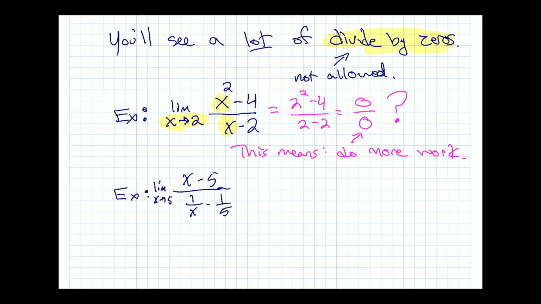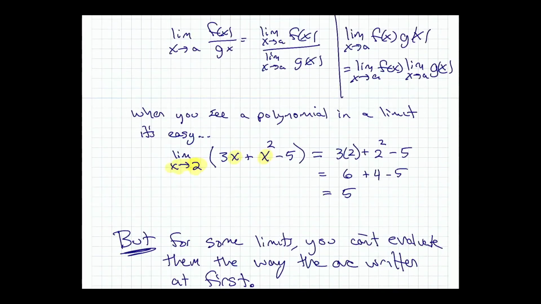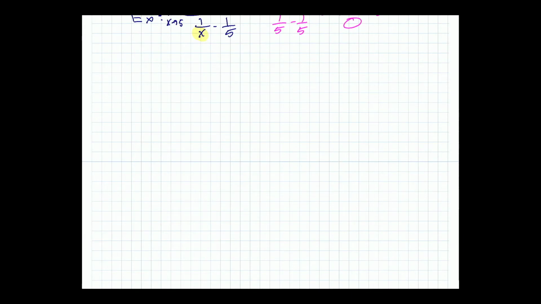Because if you try to plug in x equals 5 here and here, you're going to get 5 minus 5 over 1 over 5 minus 1 over 5. And of course, that's 0 over 0 again, which means we have more work to do, right? You're not done. It means we're starting the problem. We're not finishing the problem. Okay? And so all of those divide by zeros are going to be problems for us that we have to understand and be able to figure out.